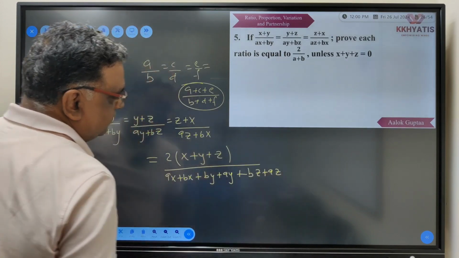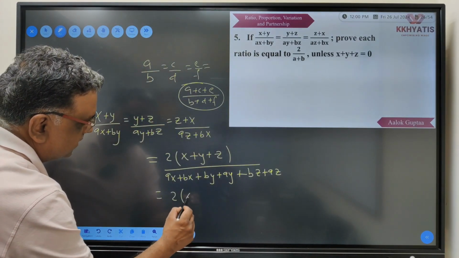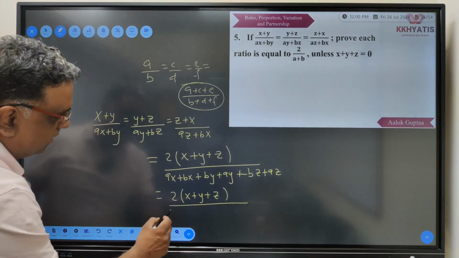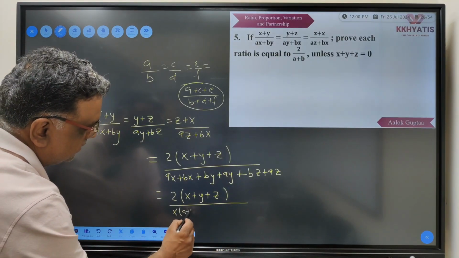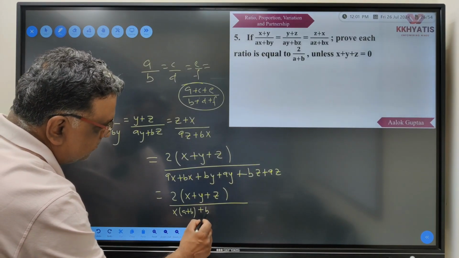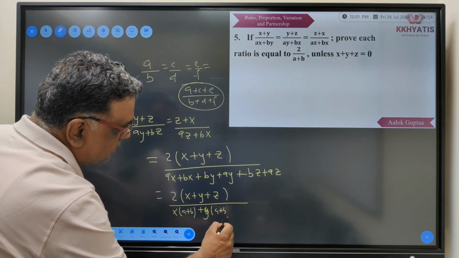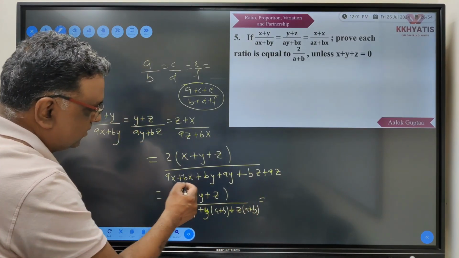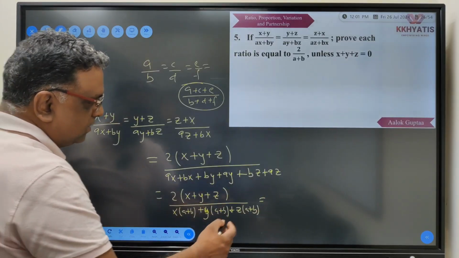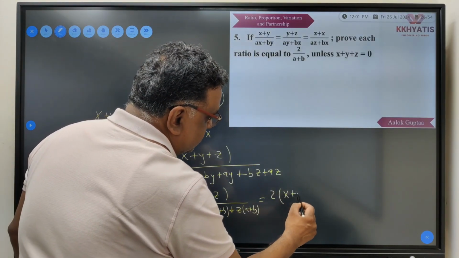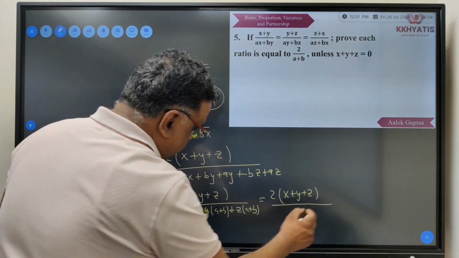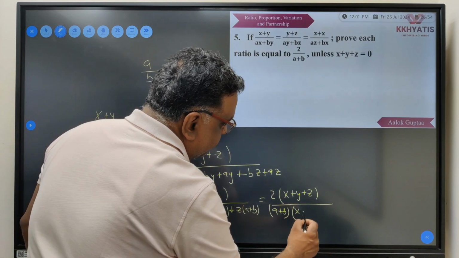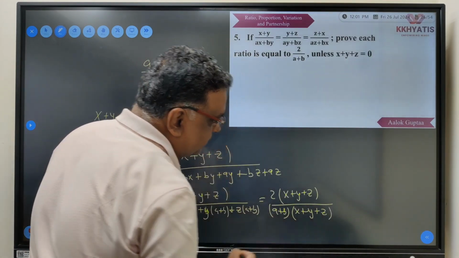Yes or no? Which means if I simplify this, it is 2 times (x + y + z) in the numerator. In the denominator I take x(a + b) + y(a + b) + z(a + b). Correct? I take a + b common, with y, x and z the remaining terms. So the numerator will become 2 times (x + y + z), and in the denominator I take (a + b) common, so it will become (x + y + z).